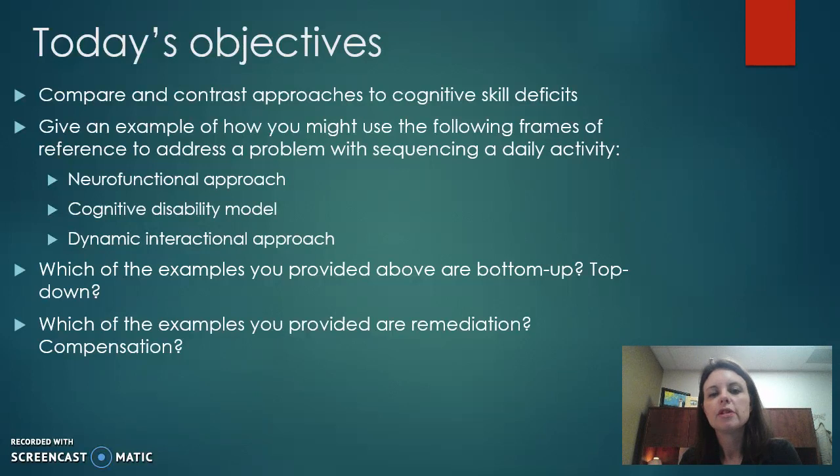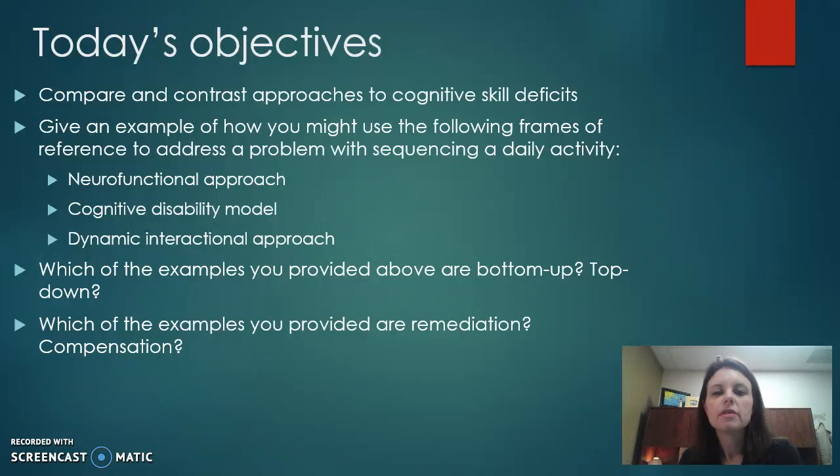So the three that we're going to look at today are the neurofunctional approach, the cognitive disability model by Allen, and the dynamic interactional approach by Joan Toglia. Which of the examples that you provided above of these different strategies are bottom-up and which are top-down? We'll be going over that in a little bit.